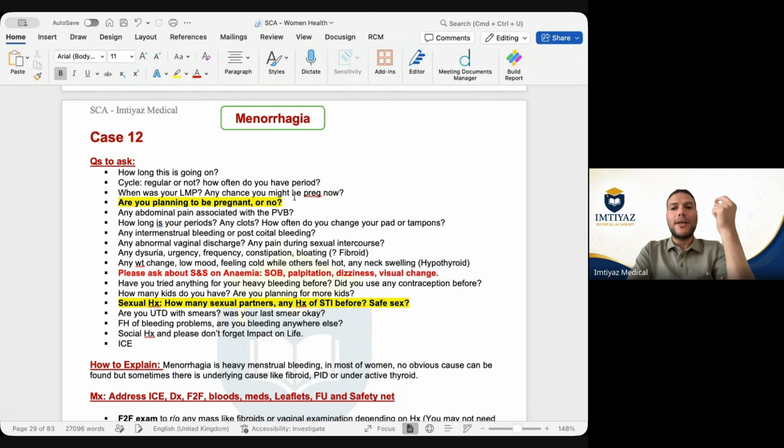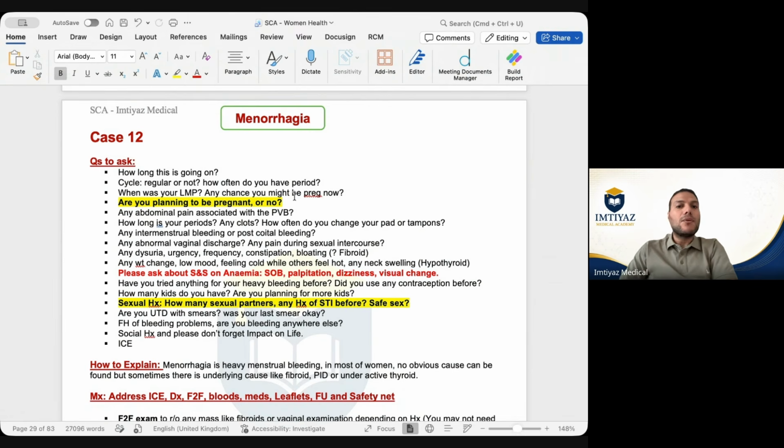Are you planning to be pregnant or not? I will consider it as one of the most essential questions in any menorrhagia case. Because if she's planning to be pregnant, you cannot give her contraceptive methods. So you give her tranexamic acid, for example, or mefenamic acid, something that will not affect her fertility chances. But if she doesn't want any kids and she's happy to take contraception, yes, it is good. That's why the essential question here is, are you planning to be pregnant or not?